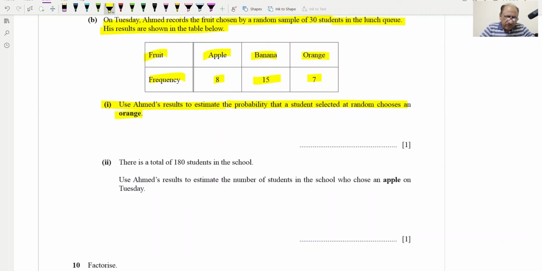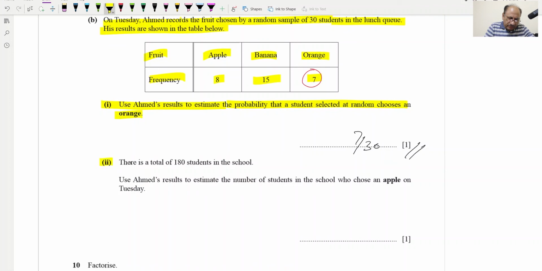So we have to basically estimate for orange. Oranges are 7 out of how many? Our total is 30, so 7 out of 30. So the probability for orange will be 7 out of 30. This is a 1 mark question.